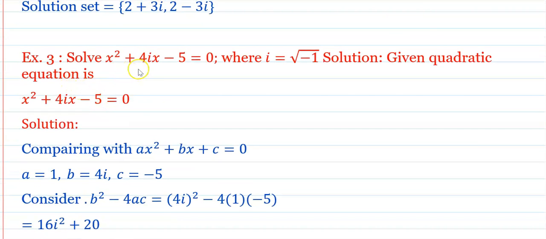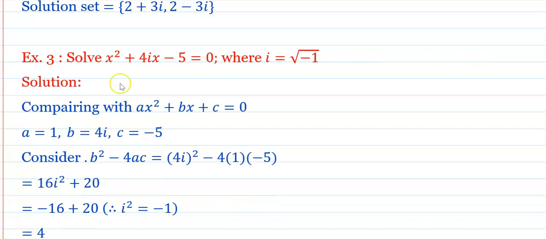Solve x square plus 4ix minus 5 is equal to 0, where i is equal to root of minus 1. Now the solution. Comparing with ax square plus bx plus c is equal to 0, the value of a is 1, b is 4i, c is equal to minus 5. b square minus 4ac. What is the value of b? b is 4i bracket square minus 4 into a into c. That is the product, minus 4 times minus 5, plus 20.